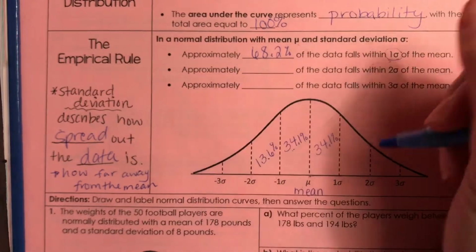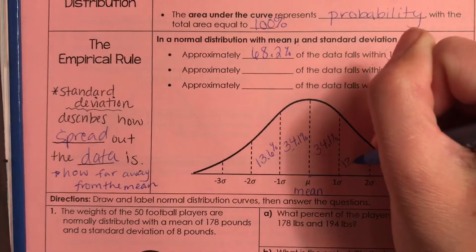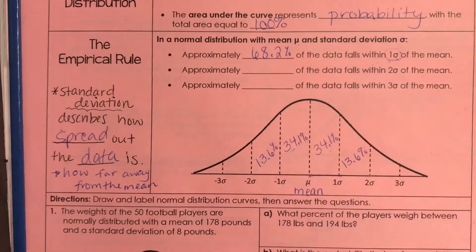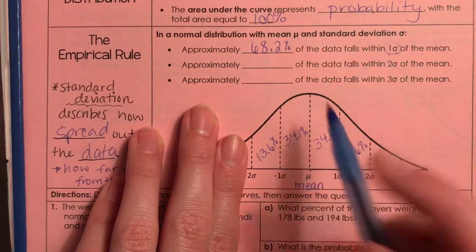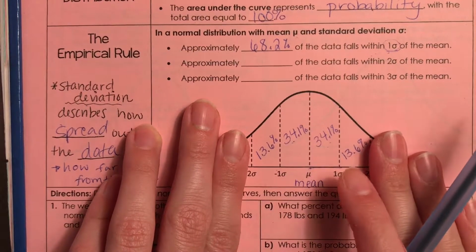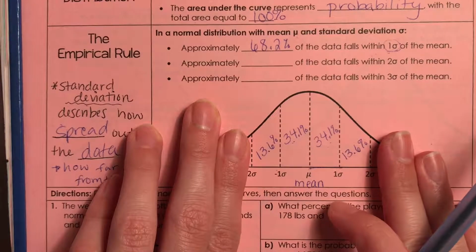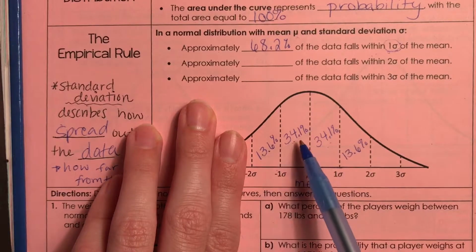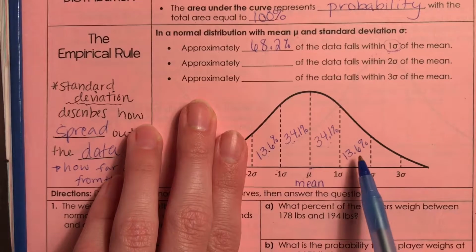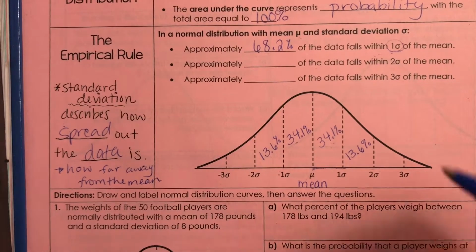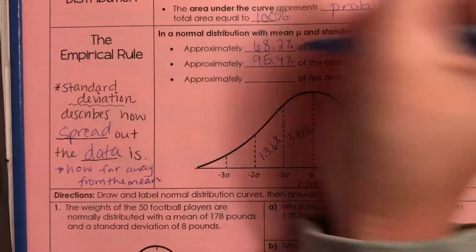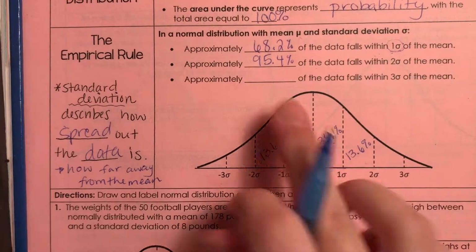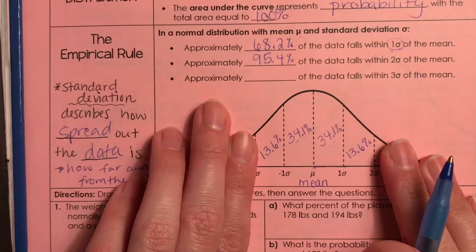In my next section, this is going to be a little bit less. This one is 13.6 on both sides. That's 2 standard deviations out. For our next blank, within 2 standard deviations is all of these sections added together. So 13.6 plus 34.1, all added together, should give us 95.4%. Almost everyone is falling within this category here.